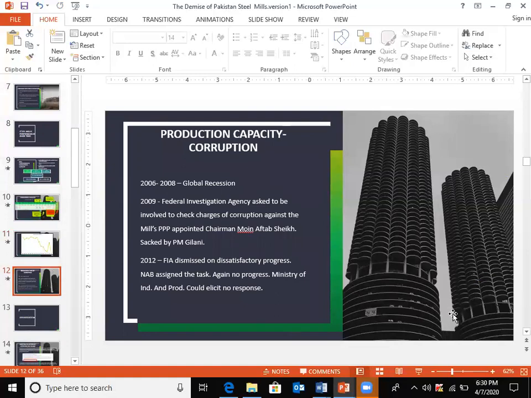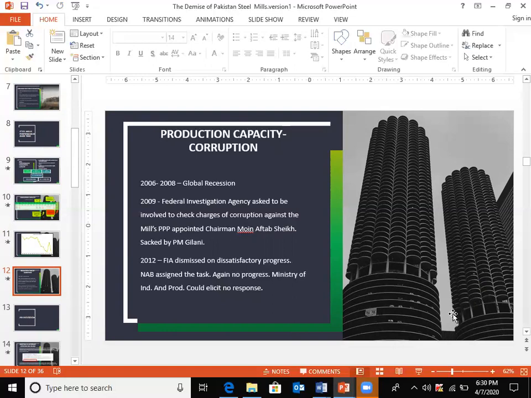So there were reasons. One of the reasons was a recession. There was a global recession that happened in 2006 and all the way to 2008. So perhaps that had some sort of an impact on the general amount of construction going on in the country.